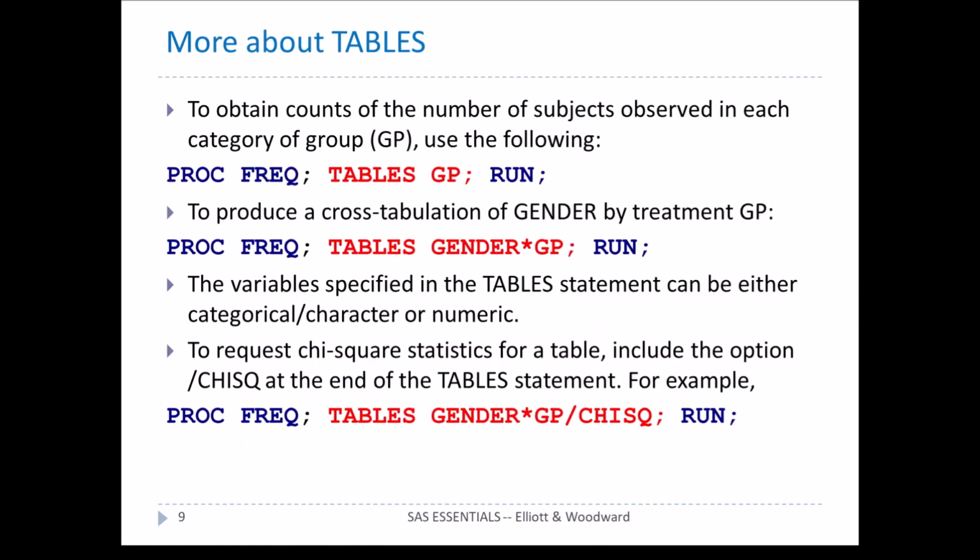All right, to obtain counts of the number of subjects observed in each category, like group, we can simply use PROC FREQ; TABLES group. That's a one-way table. It's simply going to give us the number of subjects that appeared in each group, GP. If we want to look at a cross-tabulation of gender by group, then we say TABLES gender*group, or gender by group. Then if we want to add a test to it, we would say TABLES gender*group /CHISQ.